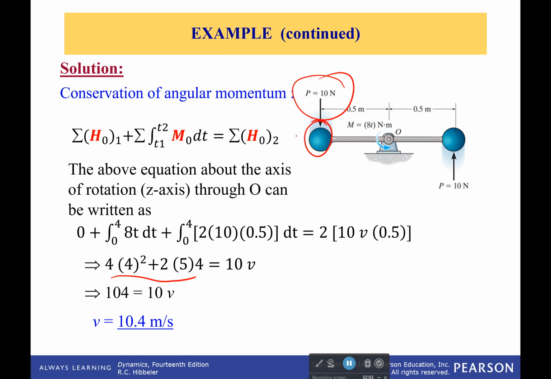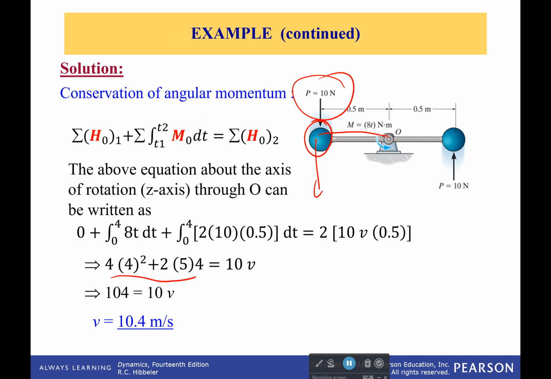We know that this angular momentum will be equal to its momentum times the arm. The arm doesn't change, it's 0.5. There's two of them, that's why there's two. Its mass is 10, and to get momentum we multiply mass by velocity, which is why we had that last component. So we integrate everything, and then we solve, and we get our velocity at the end of our time frame will be 10.4 meters per second.